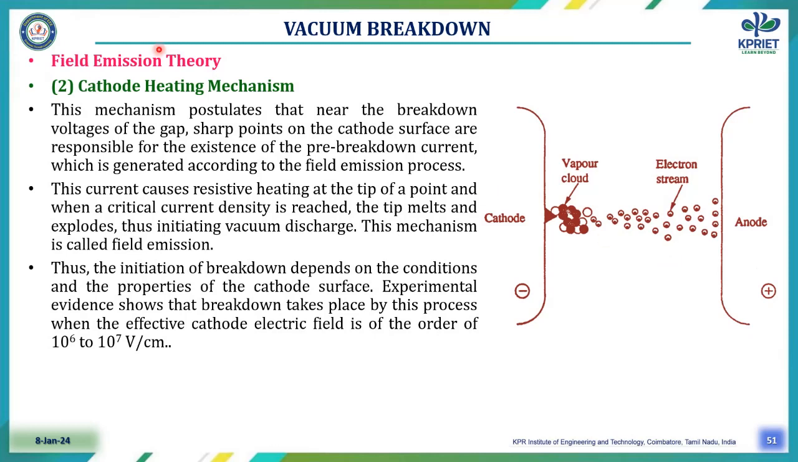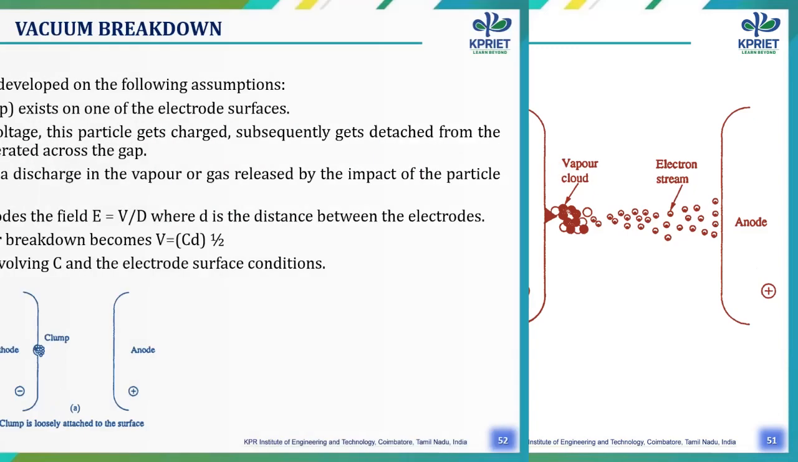The second one is the cathode heating mechanism. After the bombardment of electrons released from the surface of the anode, the electrons move towards the cathode, and the formation of a vapor cloud on the cathode surface will produce heating of the cathode. So this is nothing but the cathode heating mechanism.